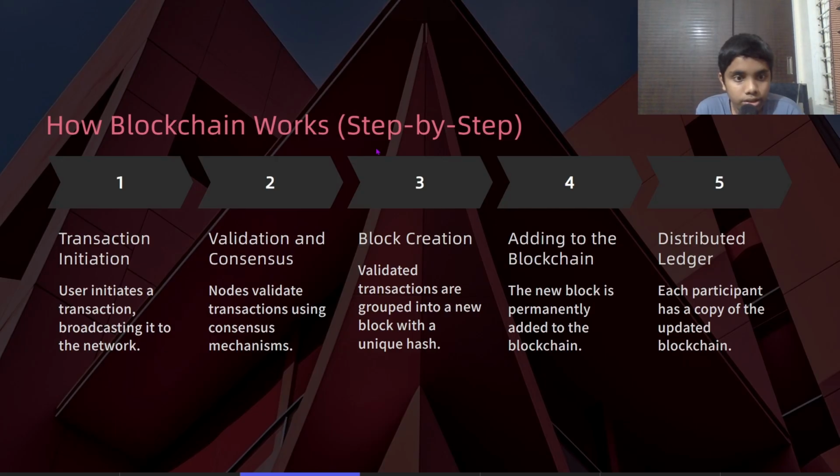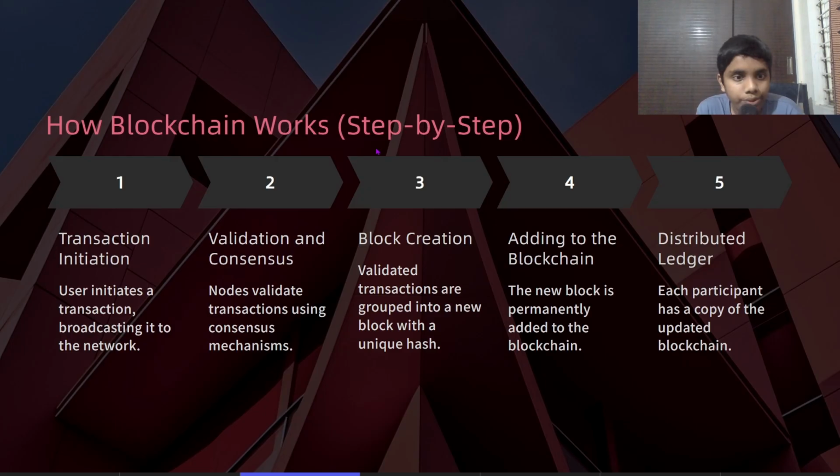Validation and consensus. Nodes, as I said, are thousands of computers which use consensus mechanisms. The nodes verify the transactions, whether it is a true transaction or false. If it's false, it just ignores it and it's not taken in.